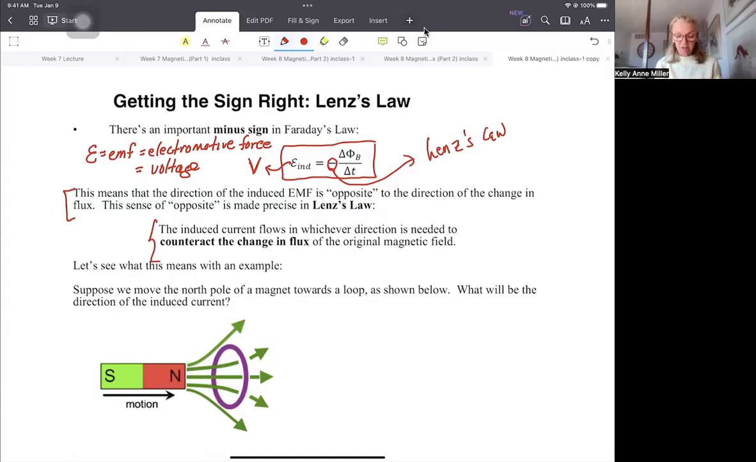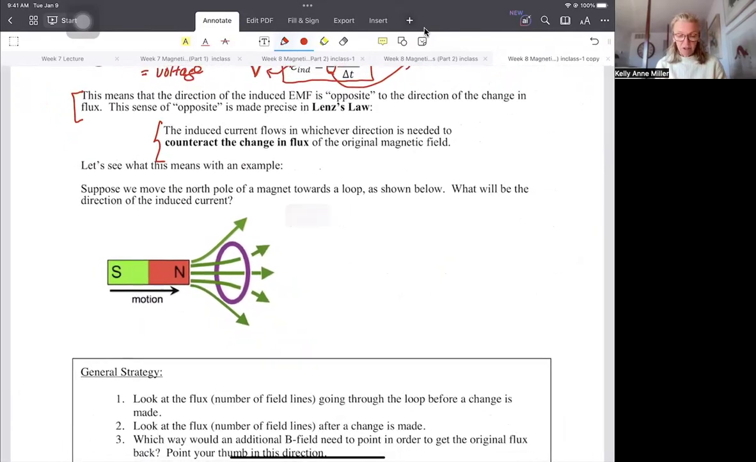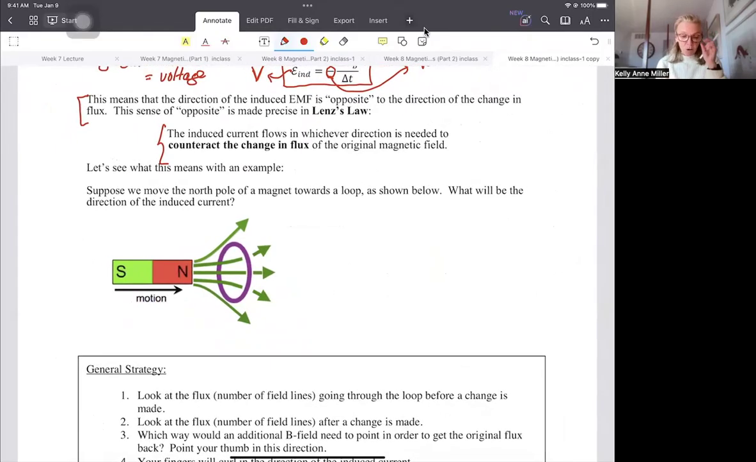We're going to do a bunch of examples, because it's a lot to get your head around, and without examples it's really impossible to see what this means. So we'll start with this example. Suppose we have the north pole of a magnet, and we're moving it towards a loop as shown in this picture. We want to know the direction of the induced current.